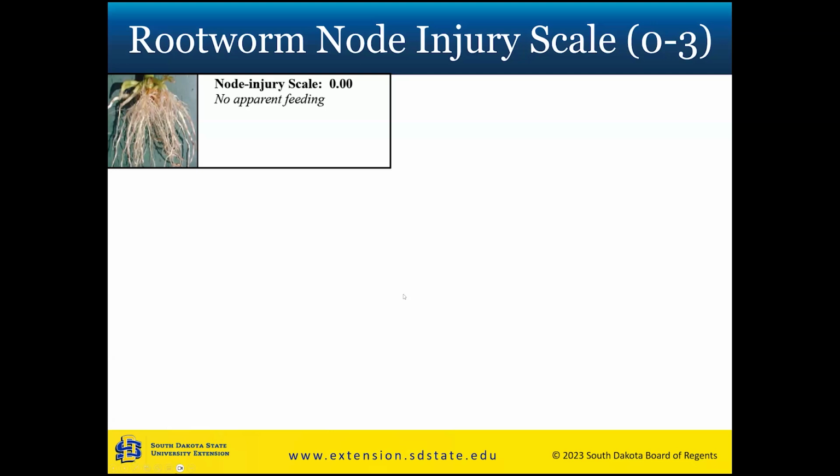So we're not done yet. Once you get your ratings, we have to figure out where that falls on a node injury scale that was developed at Iowa State. And it goes from 0 to 3. So if you have a rating of 0 for a field, there's no apparent feeding, and you would not expect to have yield loss due to corn rootworm.